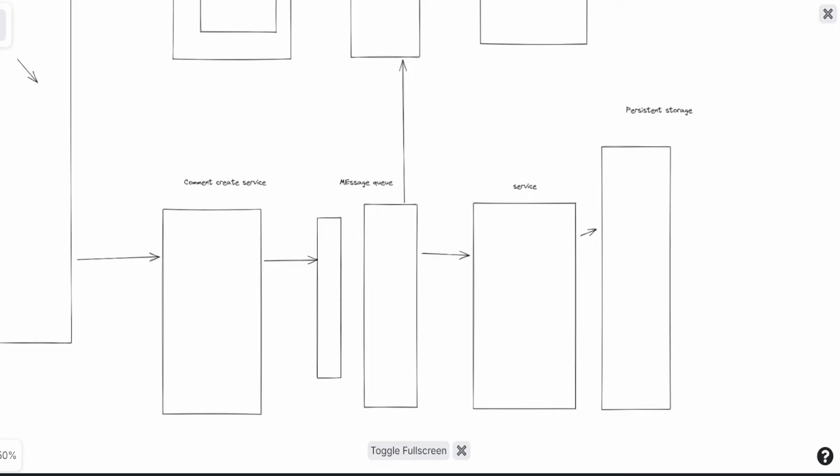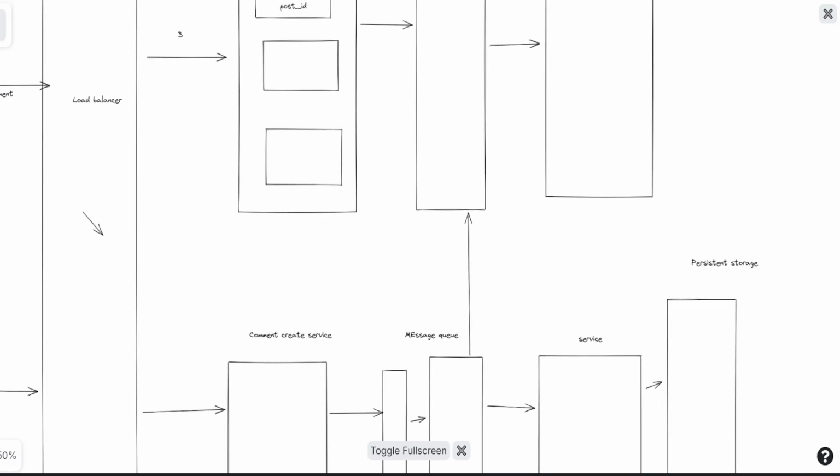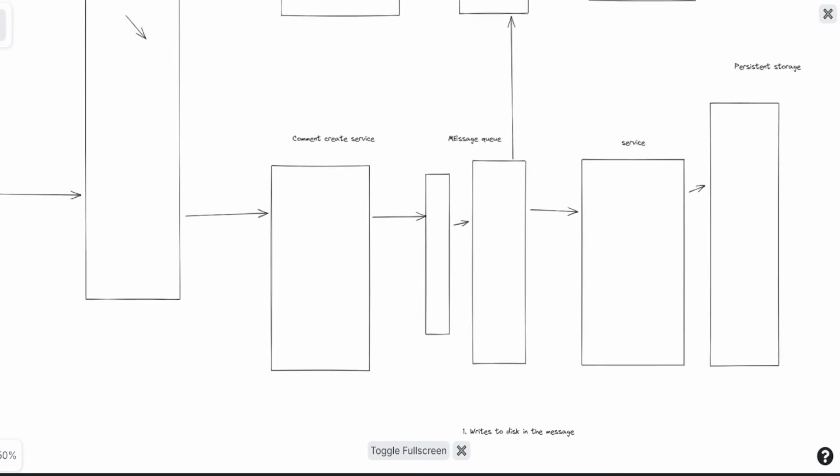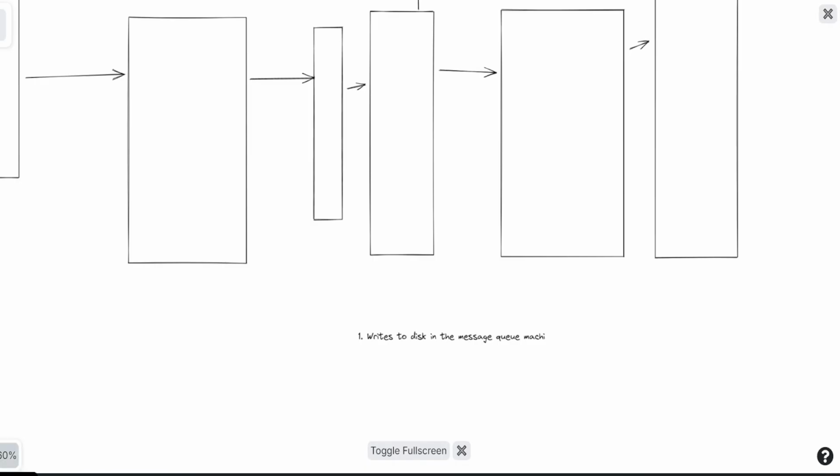But yes, you do face the risk that if the message queues don't have that information sent, then you would lose it. But there are multiple ways that you can avoid this. I'm just going to outline it over here. One, write to disk in the message queue machine. That is one way that you can avoid this.